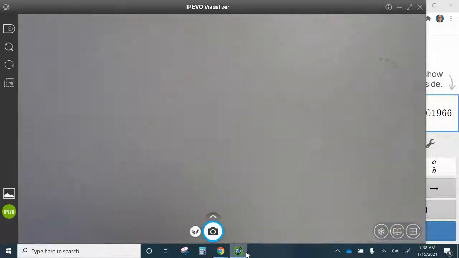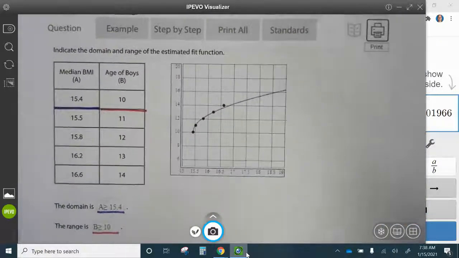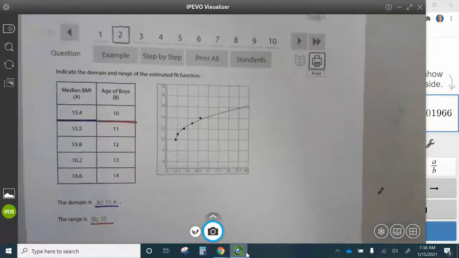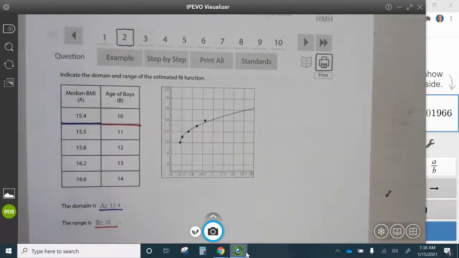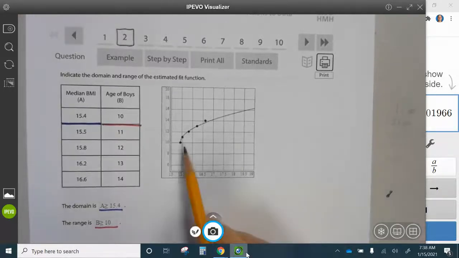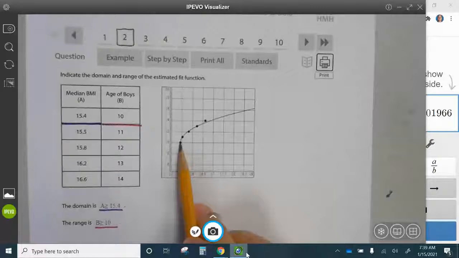Question 2, really straightforward and simple. It says indicate the domain and range of the estimated fit function. So the domain starts at the vertex. Now you can see that it's greater than, and it's the x value from the domain.